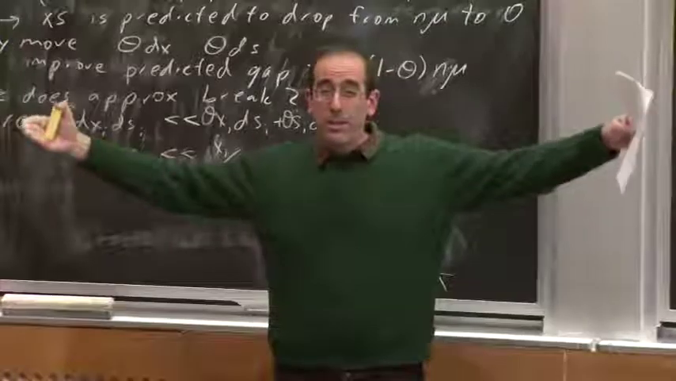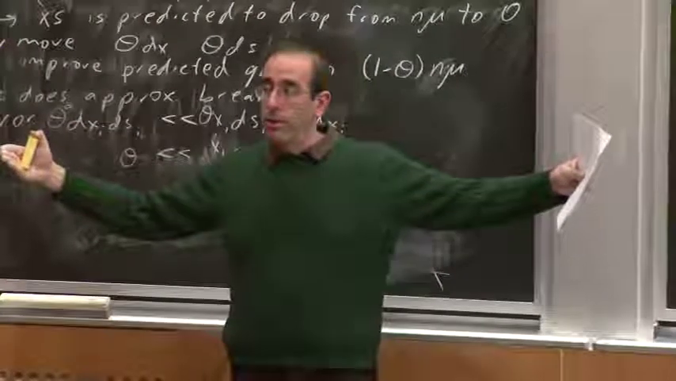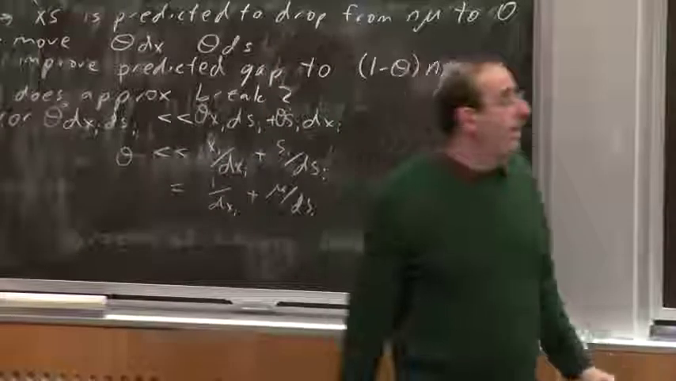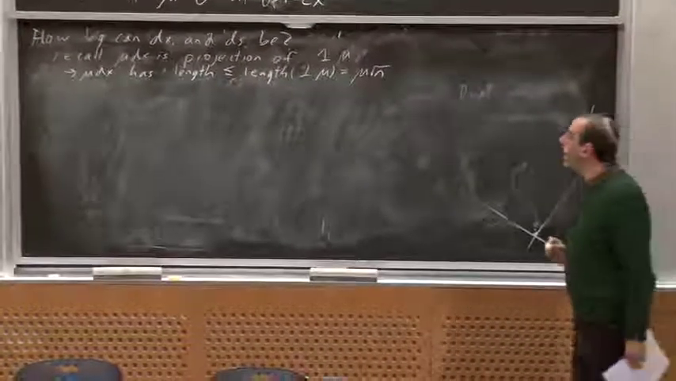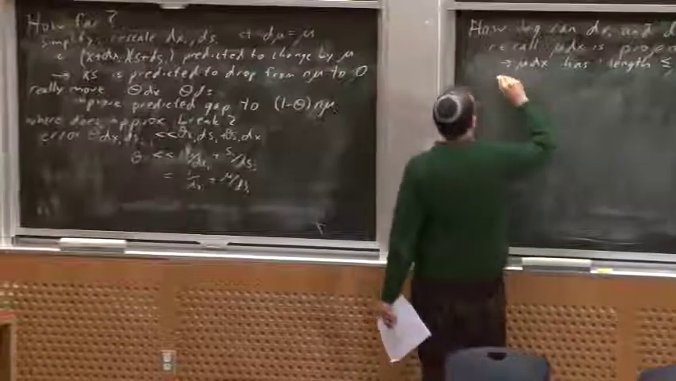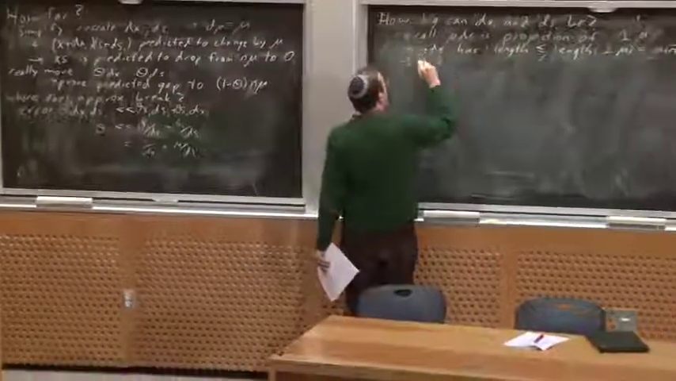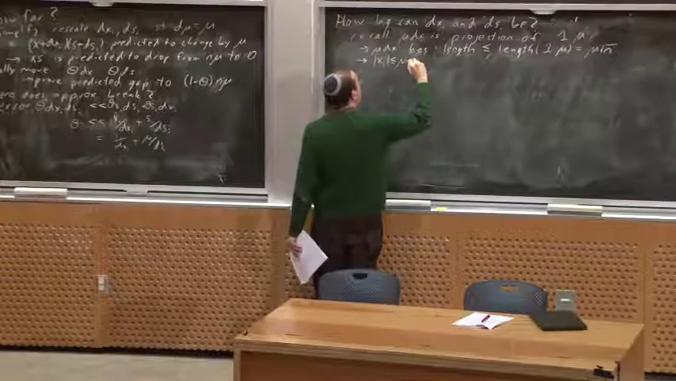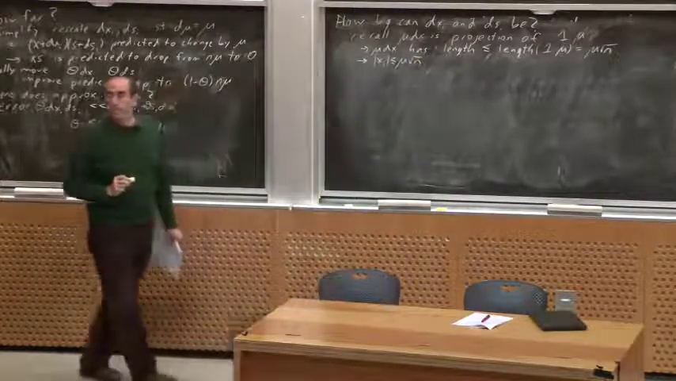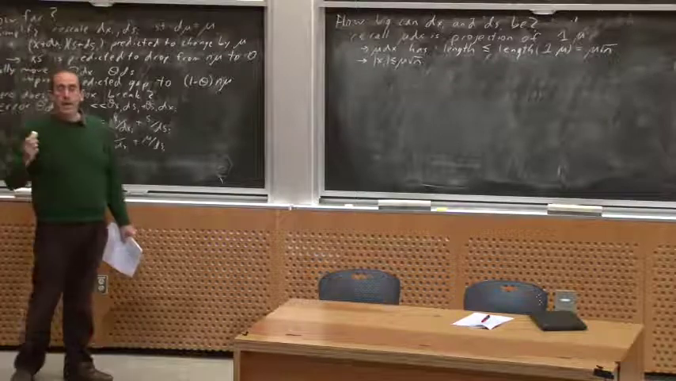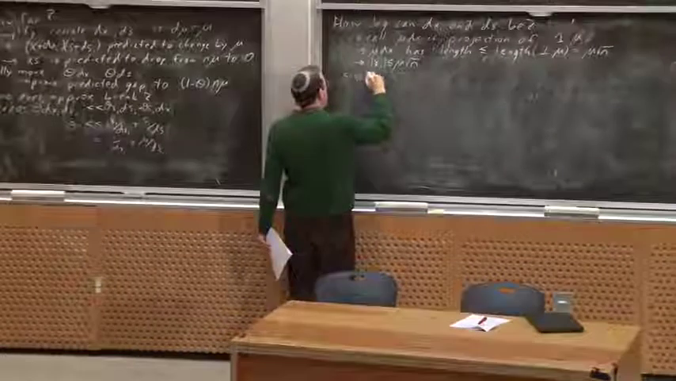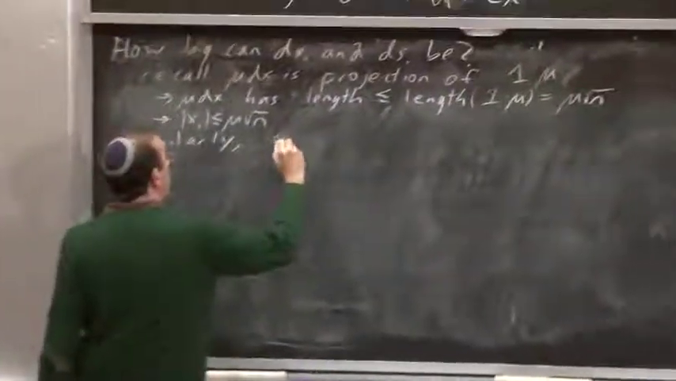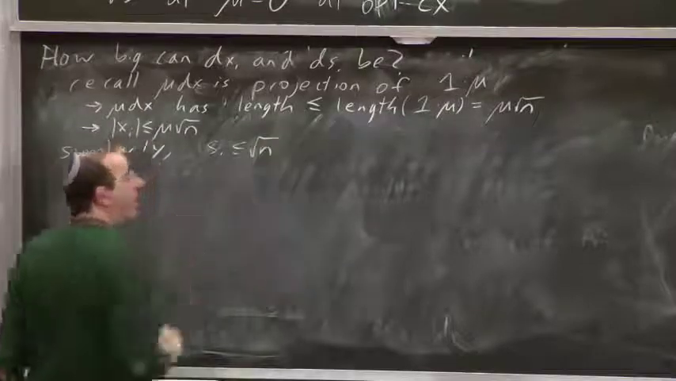So we have an n-dimensional vector of all ones. What's its length? Square root of n. So mu dx has length at most mu times the square root of n. But that implies certainly that each xi has to have absolute value less than or equal to mu times the square root of n. In other words, xi can't be arbitrarily big. Using exactly the same argument, we can argue that si has length less than or equal to square root of n.